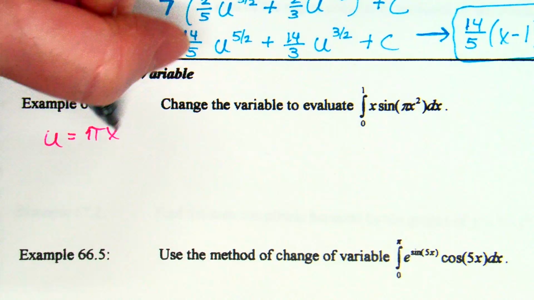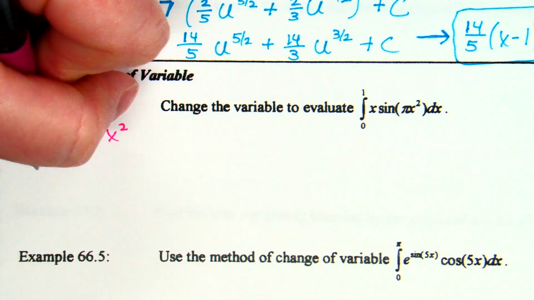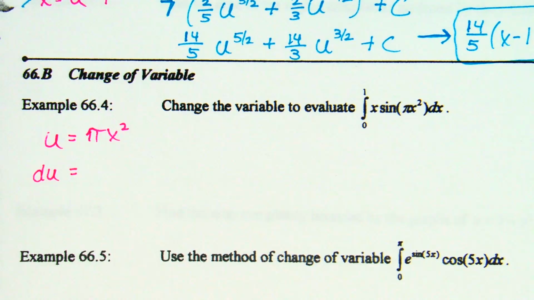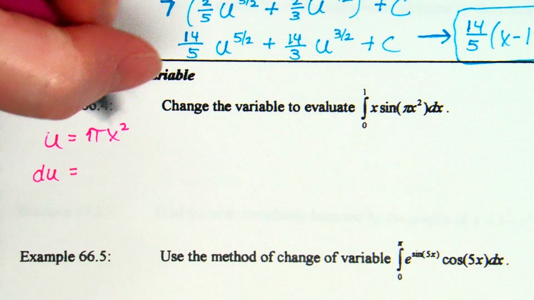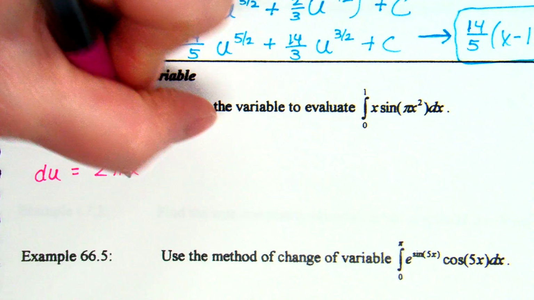If u is pi x squared, let's talk derivatives. Then du is, okay, the pi is just a number, right? So the derivative of x squared is 2x times the pi makes it 2 pi x. And then we're in terms of x, so dx.